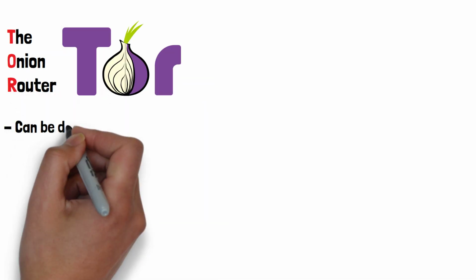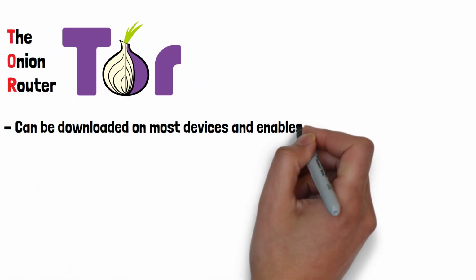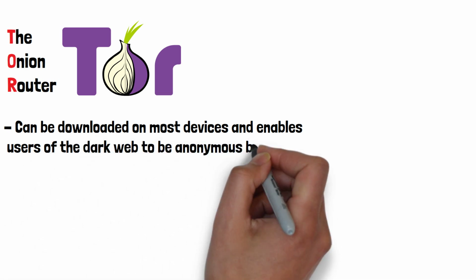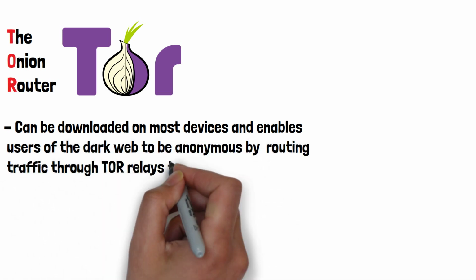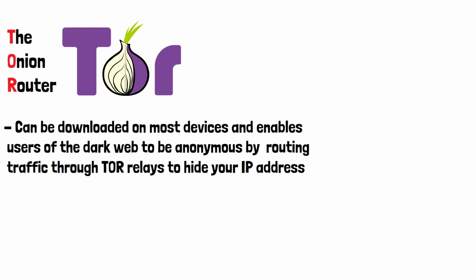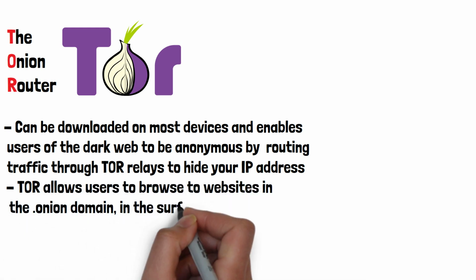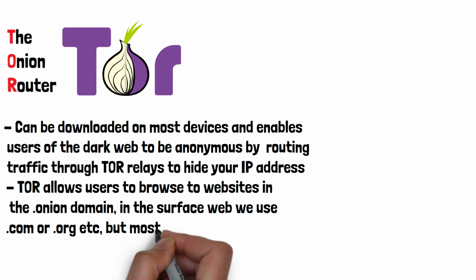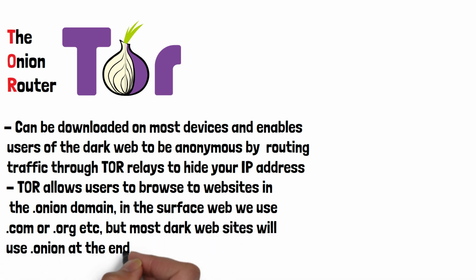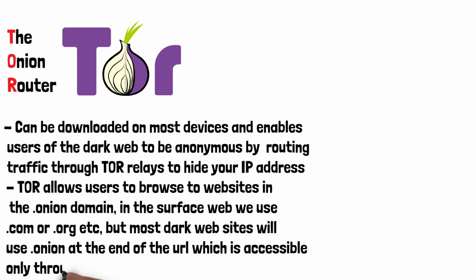Tor can be downloaded on most devices and enables users of the dark web to be anonymous by routing traffic through Tor relays to hide your IP address. However, it's still recommended to use a VPN as well. Tor allows users to browse to websites in the .onion domain. In the surface web, we use .com or .org, etc. But most dark websites will use .onion at the end of the URL, which is accessible through the Tor browser and not a regular browser like Chrome.